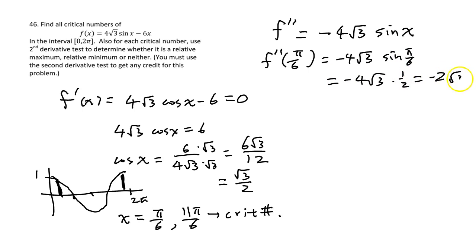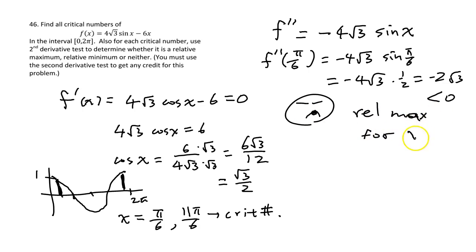So that's negative 2 radical 3. So it's negative, okay? So we have a frowning face, and at that point, what is it? That's the relative max for x equals pi over 6, okay?